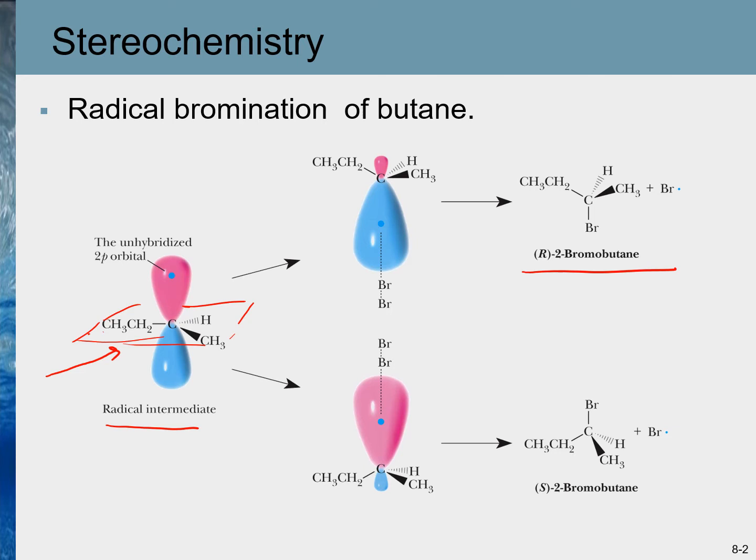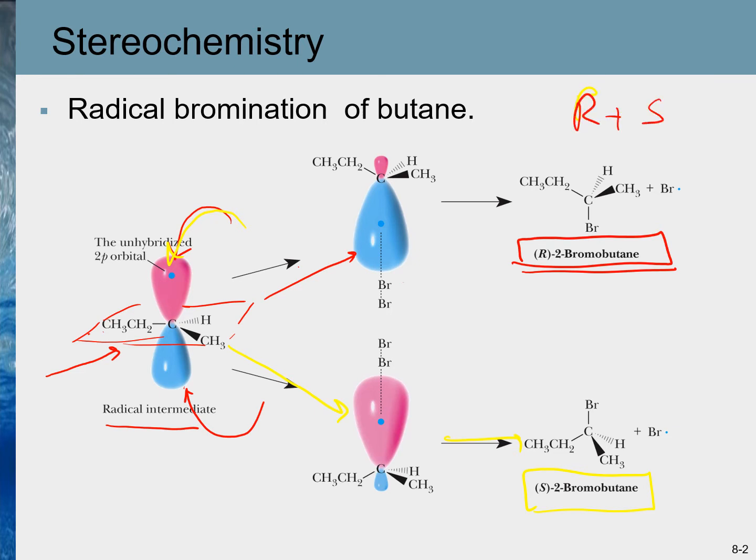Now bromine can make a bond from the bottom, or it can make a bond from the top, and both possibilities are equally likely. So 50% of the time bromine will form a bond through the bottom attack, so the resulting product will be R-2-bromobutane, and the remaining 50% of the time the bromine will attack from the top, and the resulting product will be S-2-bromobutane. So that's why in radical halogenation the end product is a mixture of R and S enantiomers. It's a racemic mixture.